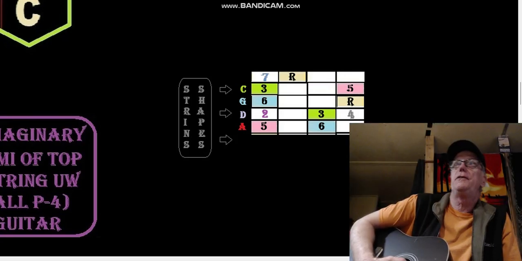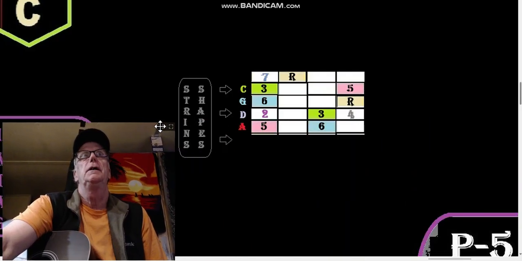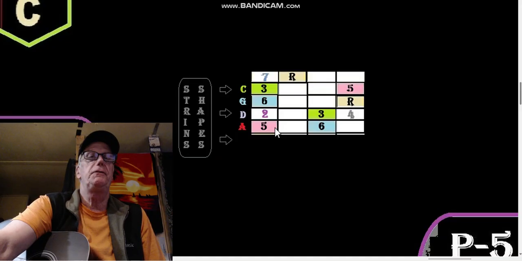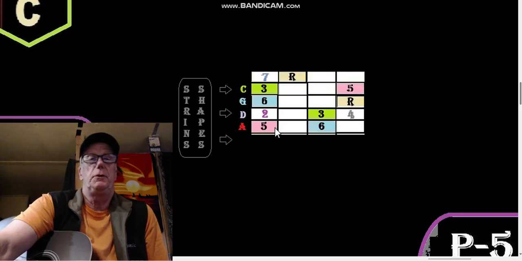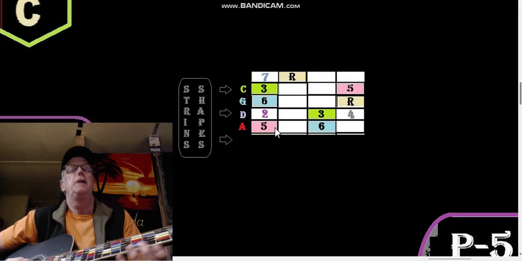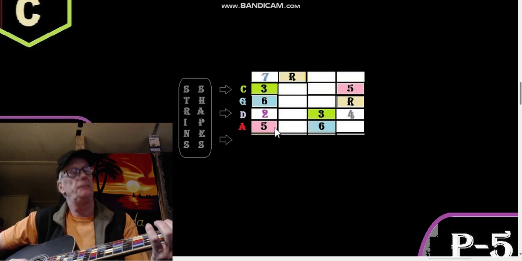Alright, so we're defining, I'm back over here. I guess I could move back over here. Defining the A shape is going to be on the 5th, because remember, when you play an A in regular guitar, the low E becomes the 5th of that A. So here's our A shape 5, and we're going to the 3rd of it.